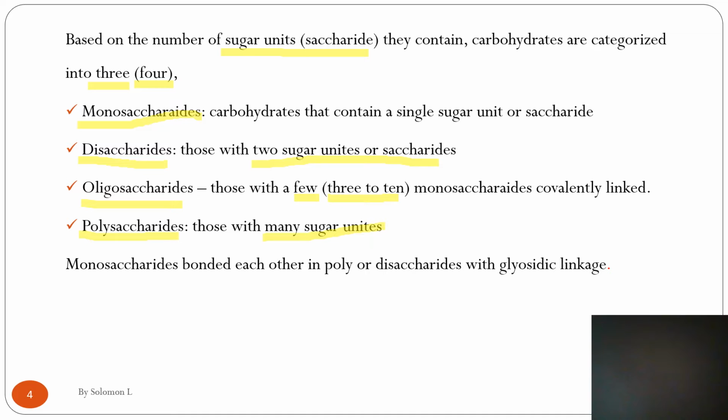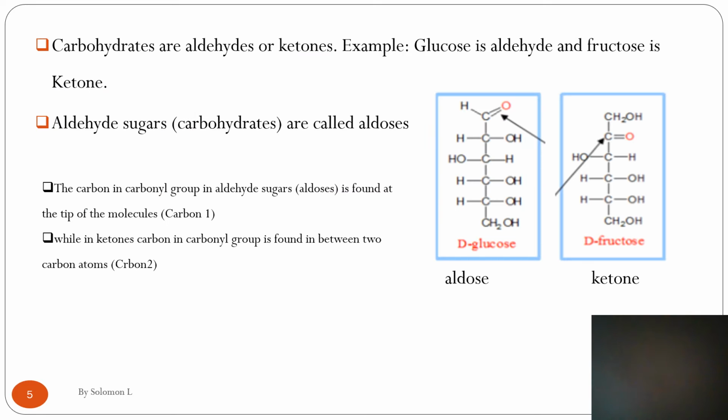These polysaccharides, oligosaccharides, or disaccharides are made up of monosaccharides that are linked to each other with a bond known as a glycosidic bond or glycosidic linkage. In other ways, carbohydrates are also grouped or categorized as aldehydes or ketones. This category is based on the position of the carbon in the carbonyl group.